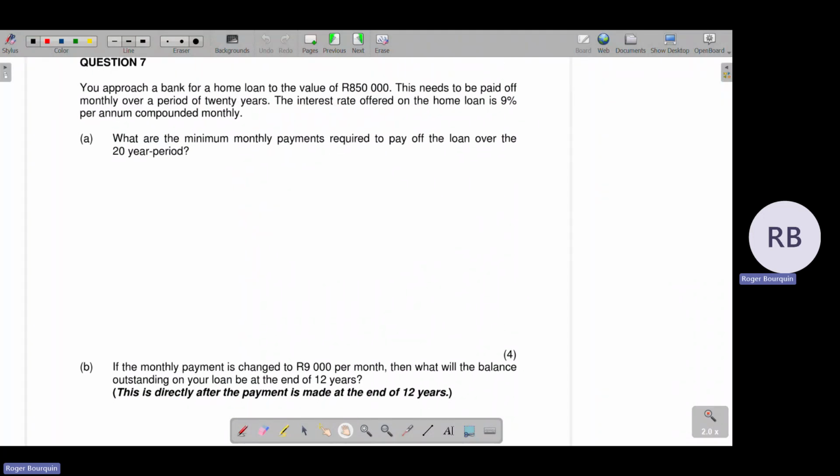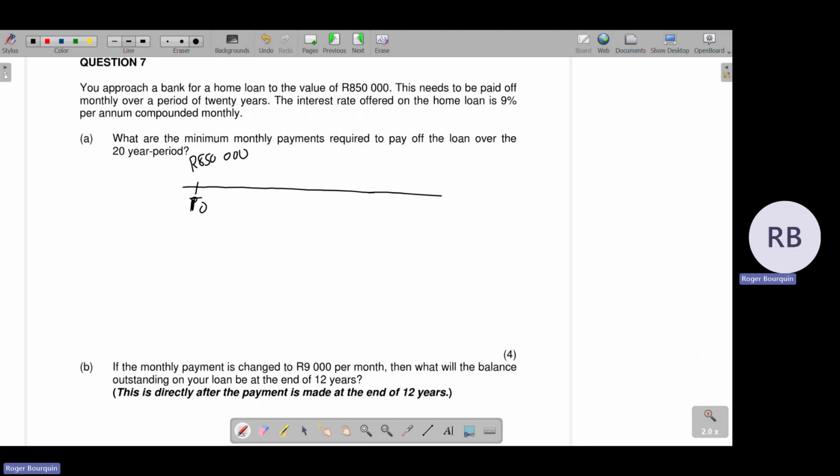Okay, right, you approach a bank for a home loan to the value of 850,000. So you are borrowing, as soon as it's on the left-hand side. What kind of question are we working with? Present or future value? If you know what's on the left, or you're looking for what's on the left, it's a present value formula, right? Okay, so T0 is 850,000 Rand.